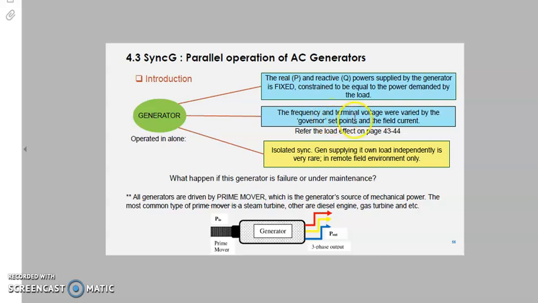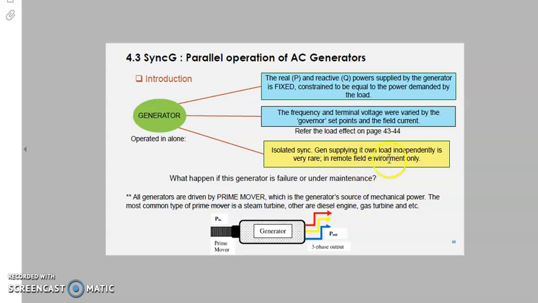The frequency and terminal voltage are varied by the governor set points and the field current. So we have the field circuit, and we have the main circuit. The field circuit will control how much terminal voltage and current can be provided by the generator.